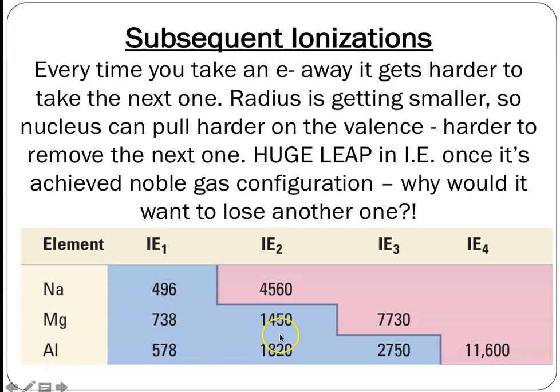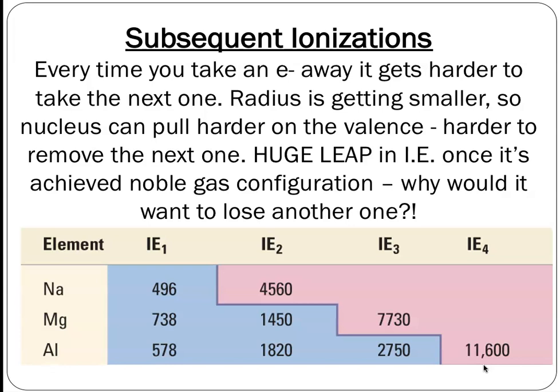Magnesium, 738 to 1450. That's doubling. That's not much. But if I go 1450 to 7,700, that's a pretty big jump. Let's look at aluminum, 578 to 1800, okay, about 3 times or more. And then 1800 to 2750, 1,000 or so more. But then 2750 to 11,600. What we're trying to see here is, where does the ginormous jump occur?